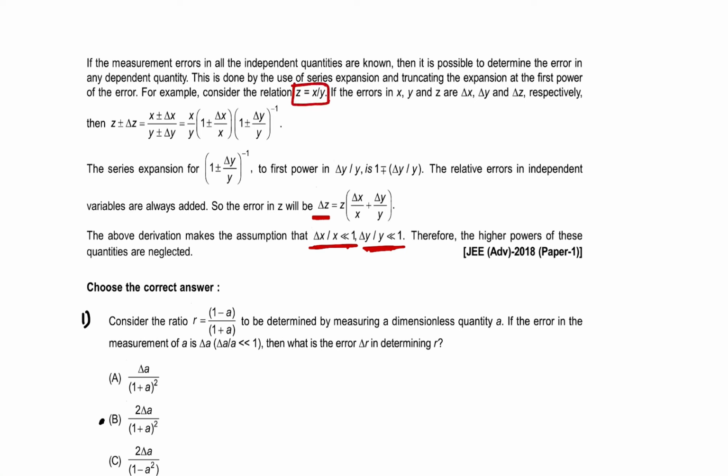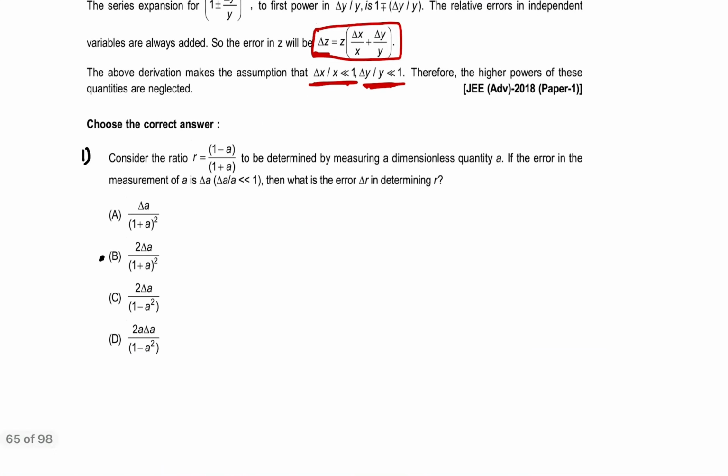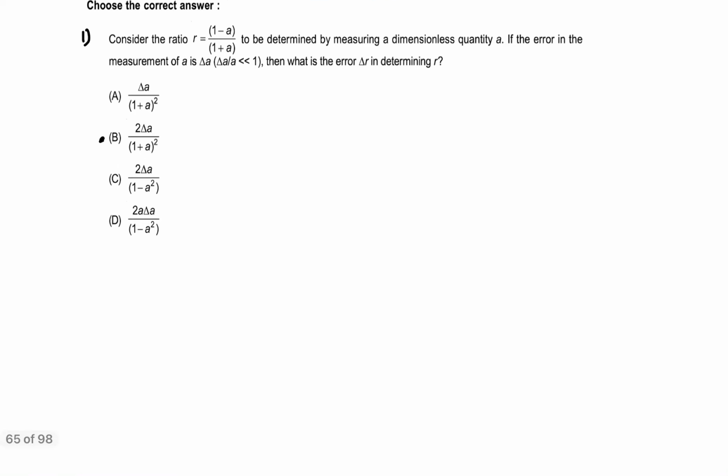Then you can write z is equal to x by y, and this can be written as delta z is equal to z into delta x by x plus delta y by y. By using that given concept we have to do these questions. Consider the ratio r is equal to 1 minus a by 1 plus a, to be determined by using the dimensionless quantity a. If the error in the measurement of a is delta a by a very much less than 1, then what is the error delta r?